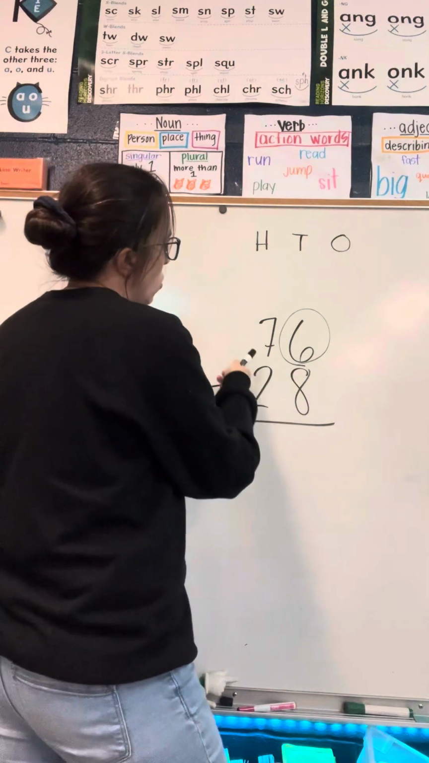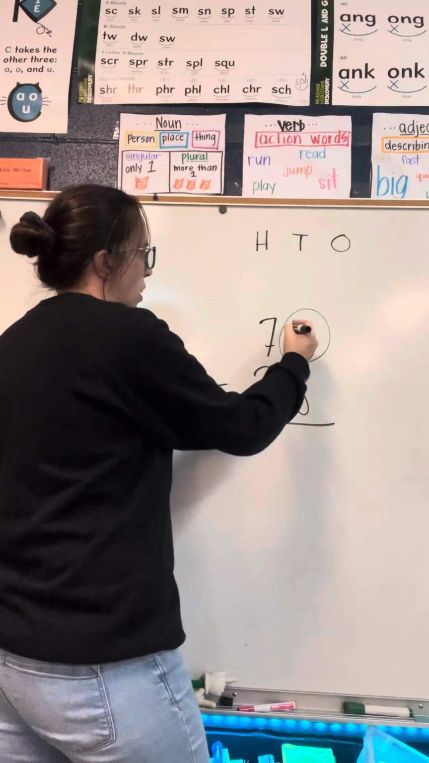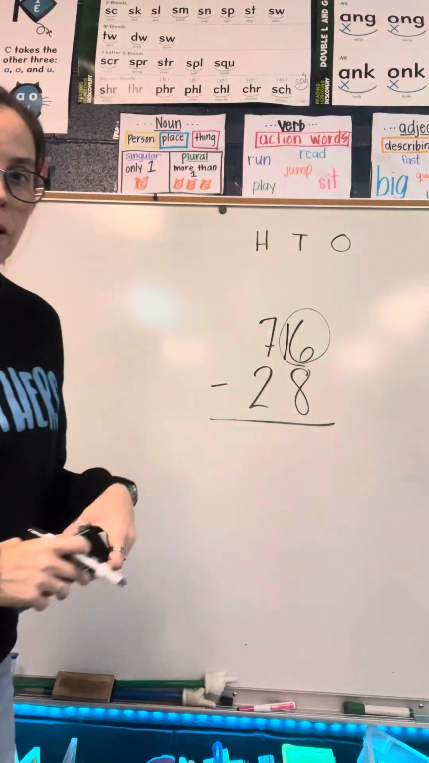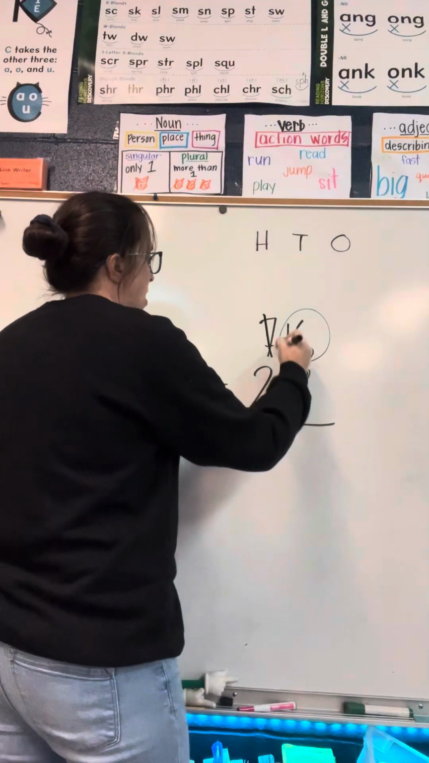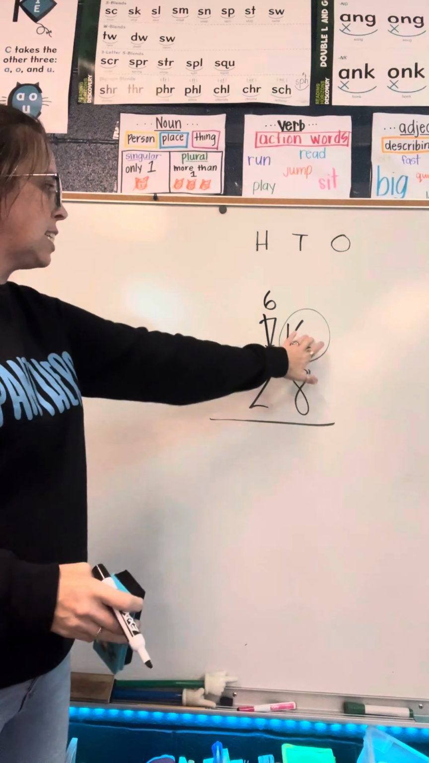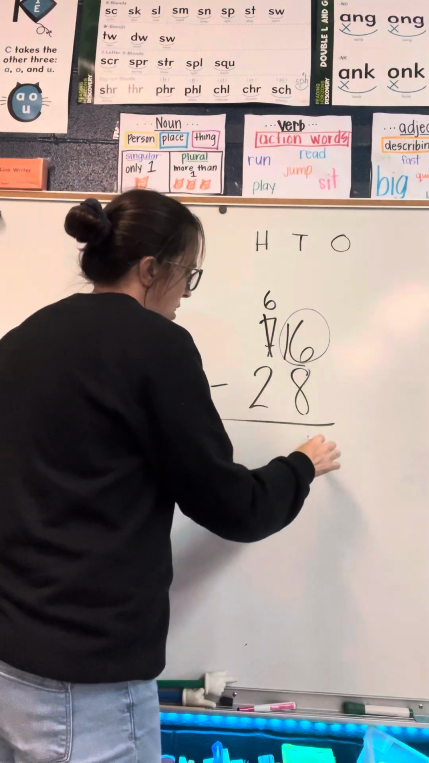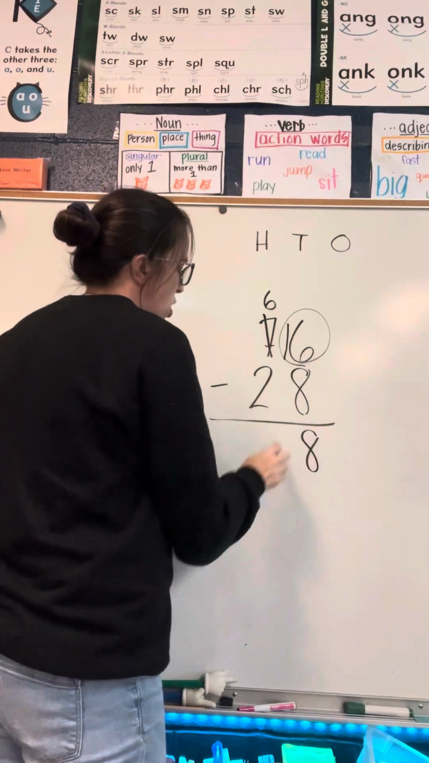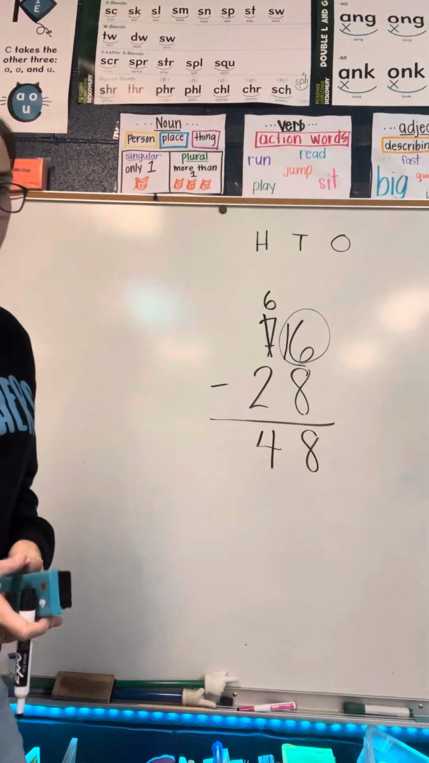I'm going to have to go next door. Knock, knock, knock. Can I borrow a 10? Sure. I give him a 10. But if I give him a 10 to make him 16, then this one doesn't have 7 anymore. He only has 6. Okay? So 16 minus 8, I can do that problem because 16 is bigger than 8. That's going to be 8. And then 6 minus 2 is going to be 4. So my answer would be 48.